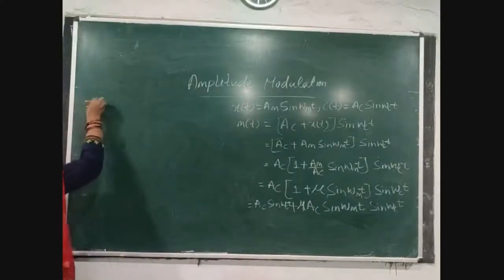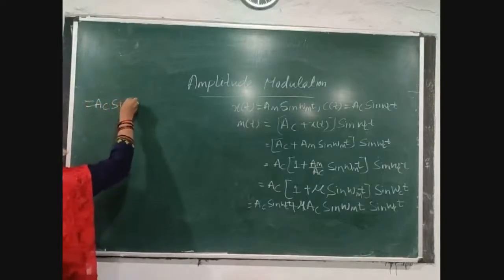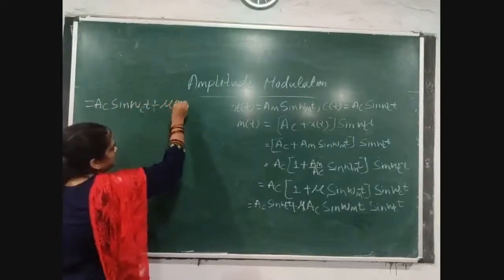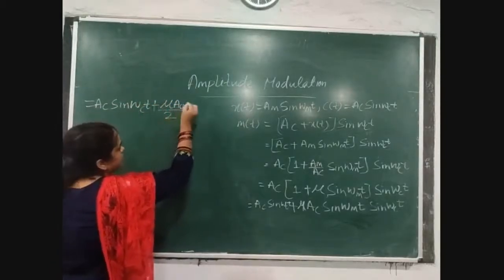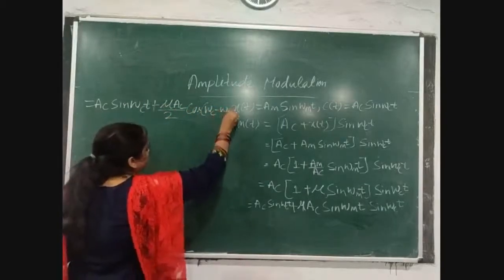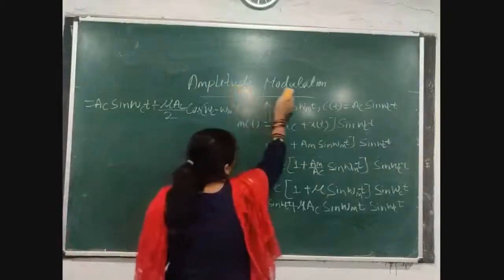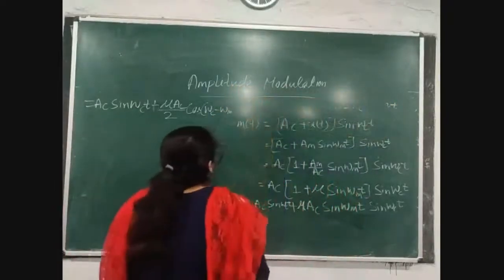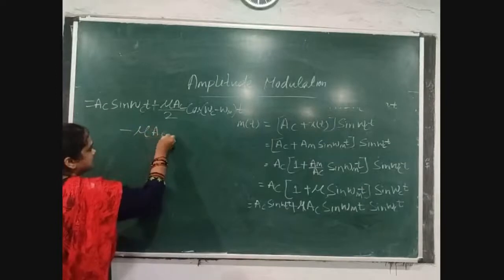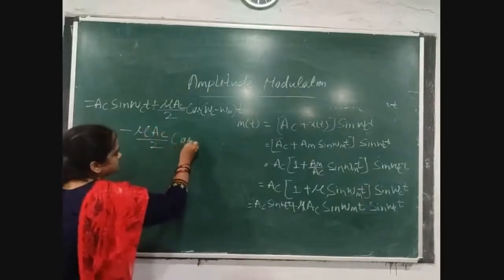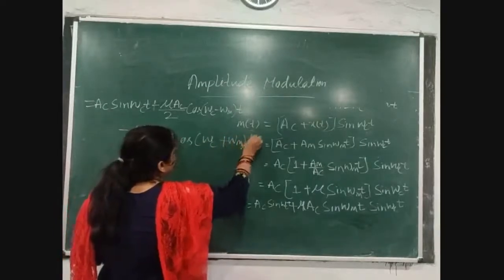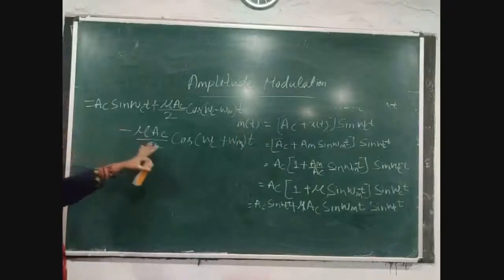So AC sin omega ct plus mu AC by 2 cos (omega c minus omega m)t, then minus mu AC by 2 cos (omega c plus omega m)t. Okay, this is the final equation.